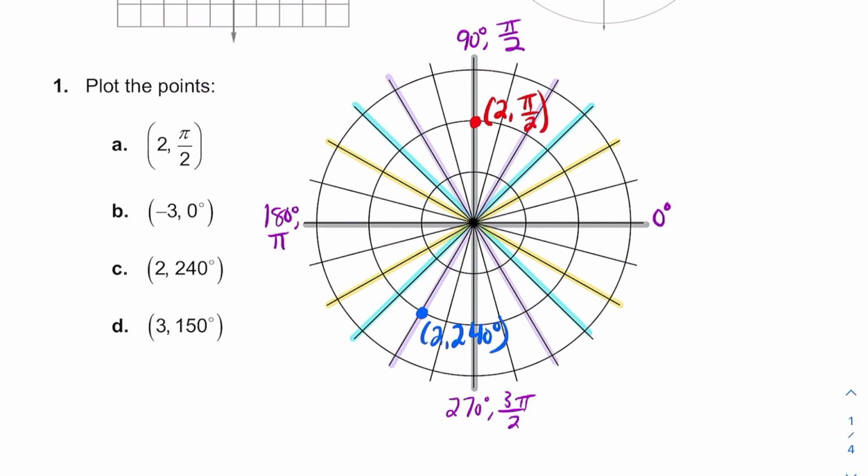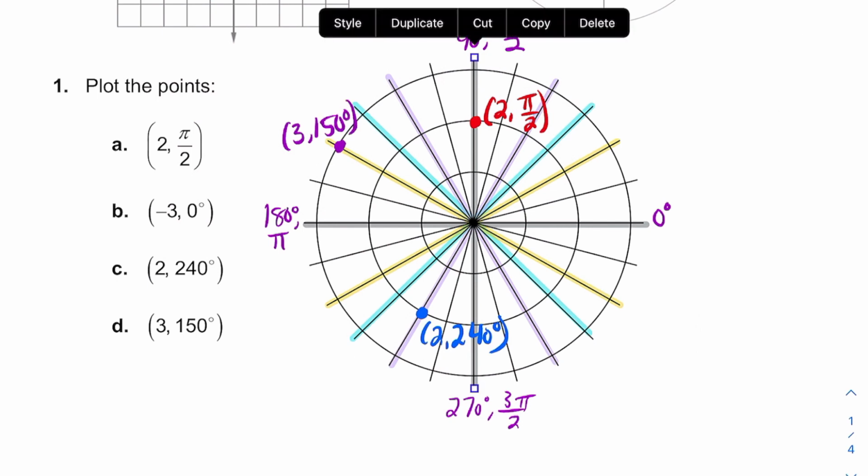And then lastly, before we go back to what that negative means, we're going to do part D, the polar coordinate 3 comma 150. That's going to be on circle 3 and then at 150 degrees. So for 150 degrees, let's do some locating. If I were to start at 180, go back 15 and go back another 15, that's probably the easiest way. That puts me on that yellow line. And then 3 circles out is the furthest one, and that is the point 3 comma 150.